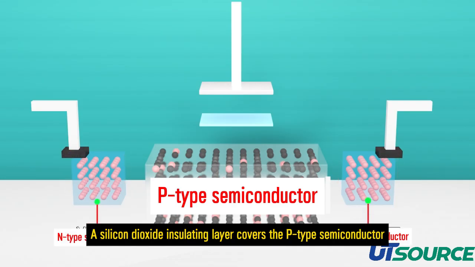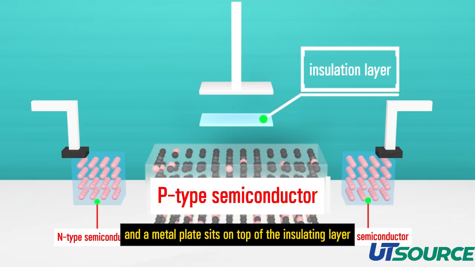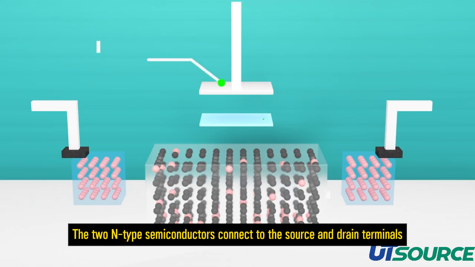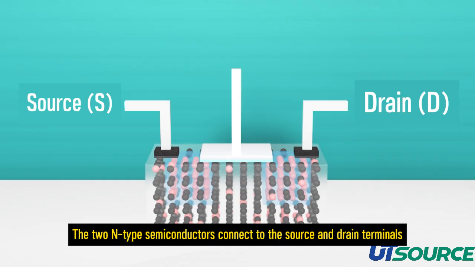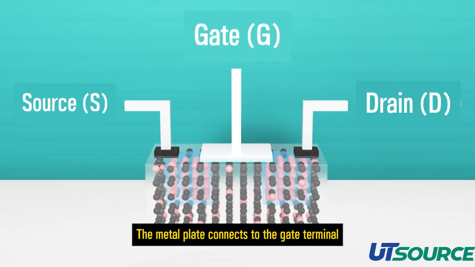A silicon dioxide insulating layer covers the P-type semiconductor, and a metal plate sits on top of the insulating layer. The two N-type semiconductors connect to the source and drain terminals. The metal plate connects to the gate terminal.